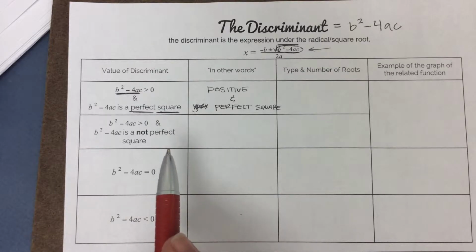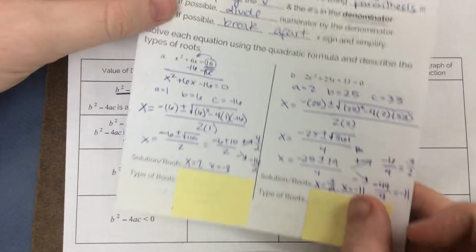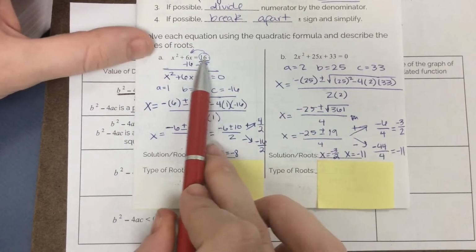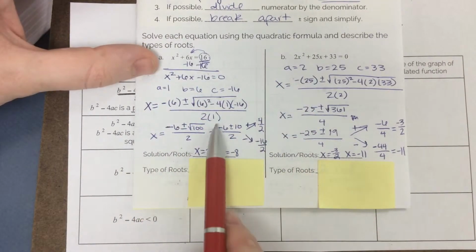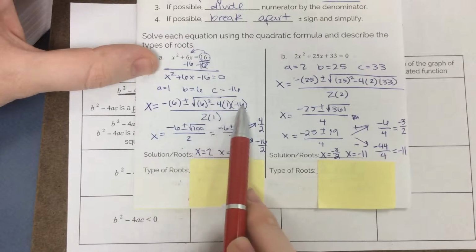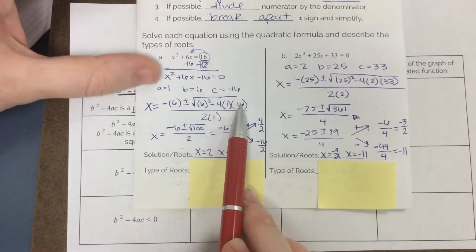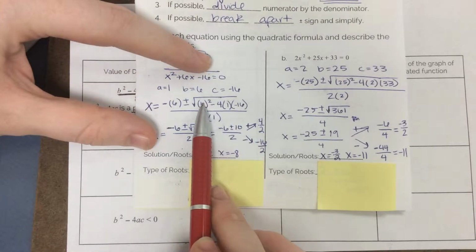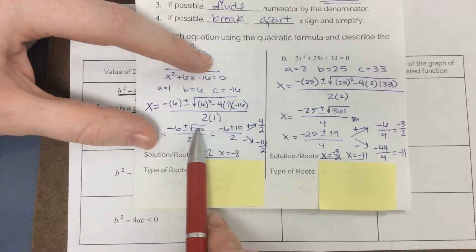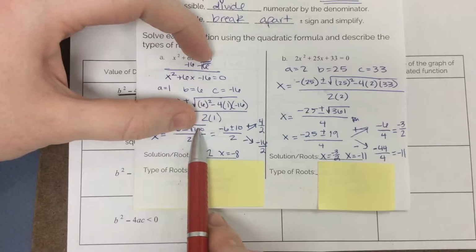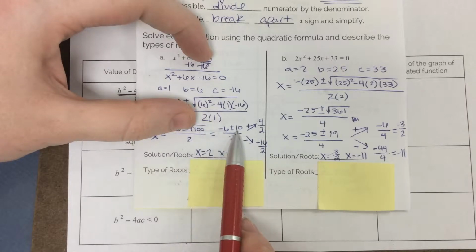Okay. What we're going to look at is our notes from yesterday. When we look at our notes from yesterday, we see that on A and B, when we did the discriminant, the number underneath our square root, when we evaluated it, you got the square root of 100. Okay, that 100 is what was underneath the square root. It's a perfect square because we could take the square root of it.